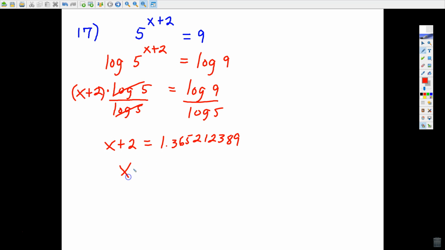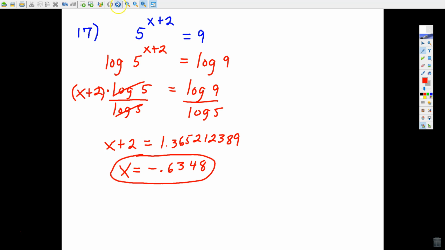And that means my answer is negative 0.6348. All right. And so that is my answer for number 17.